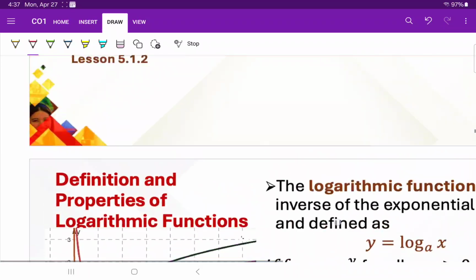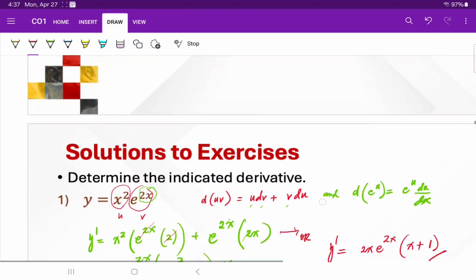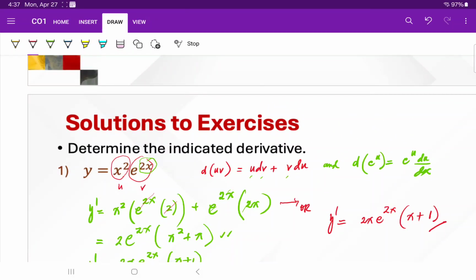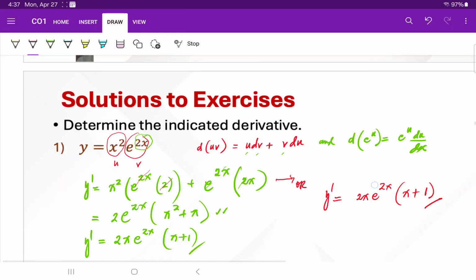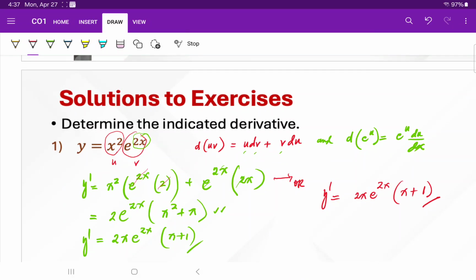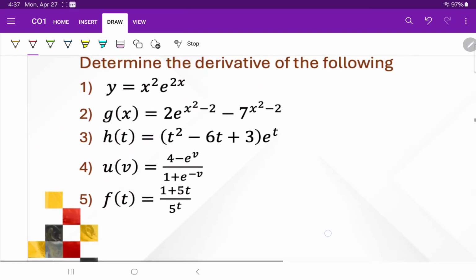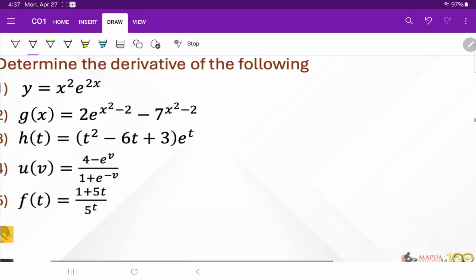Oh, there's no solution. Anyway. Okay, the question here actually is determine the derivative and simplify. Okay, let me solve the next number also. So let's just do it here.